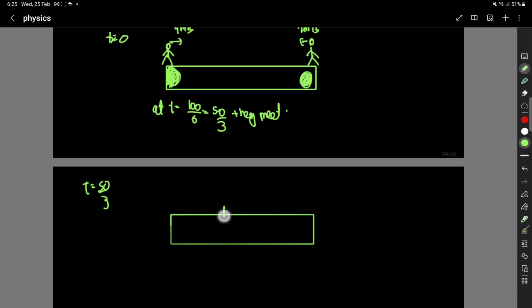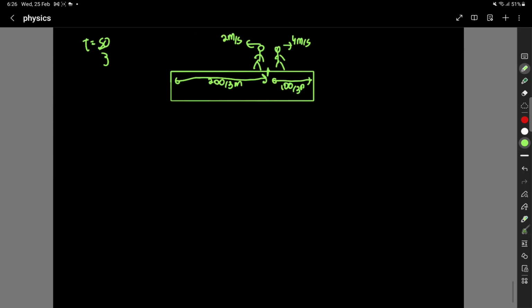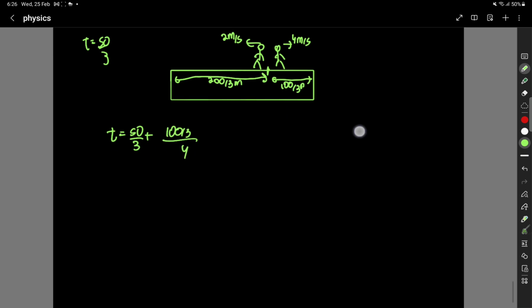So at t equal to 50 by 3, he would have covered some 200 by 3 meters, and the other would have covered some 100 by 3 meters. Now this guy, let's say he moves with 4 meters per second, and this guy moves with 2 meters per second. So clearly t equals 50 by 3 plus (100 by 3) by 4.